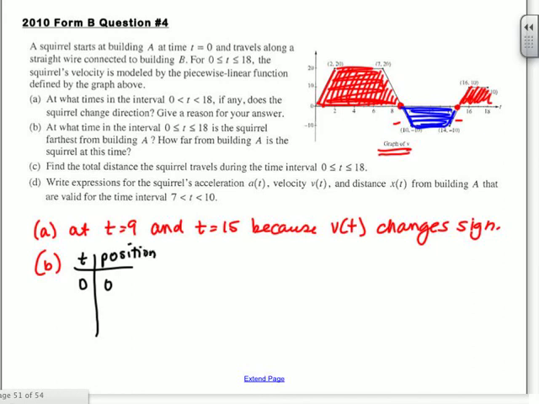Okay, at 9. So you're traveling forward, and then all of a sudden at 9, you're going to go backwards. So you're going to go back towards building A. So the squirrel was going away and then back. All right, so at 9, you want to find the distance it is from building A. So you find the area of this trapezoid.